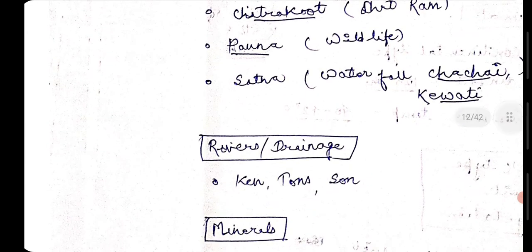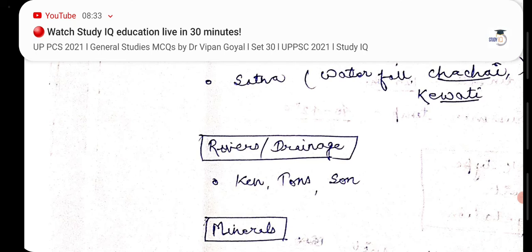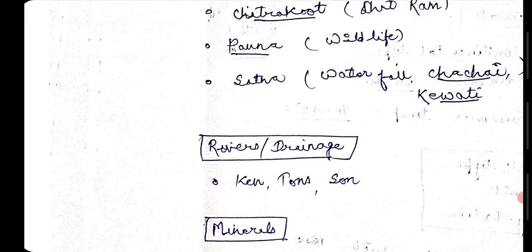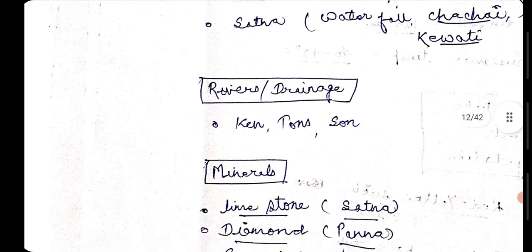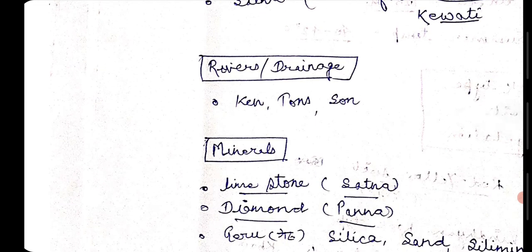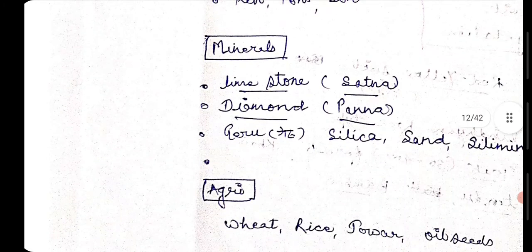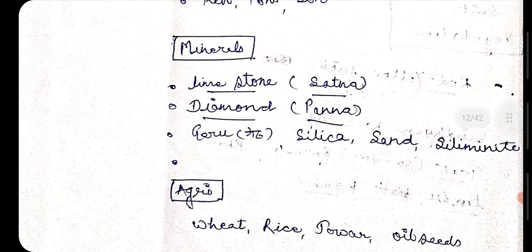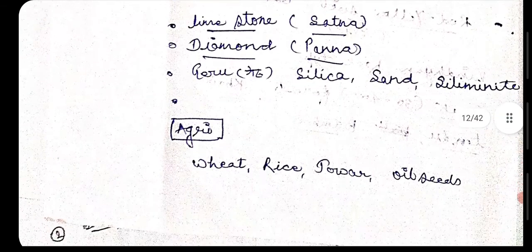River drainage system of Riva Panna Plateau: Cane, Tones, Soan. Minerals: limestone in Satna, diamond in Panna, geru or ochre, silica, sand, sillimanite. Agriculture: wheat, rice, jowar, oil seeds.